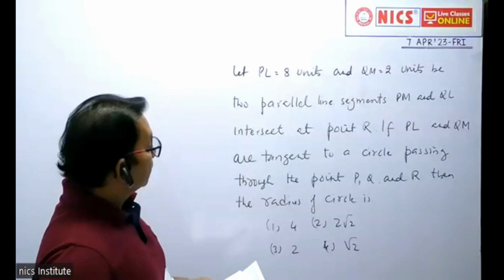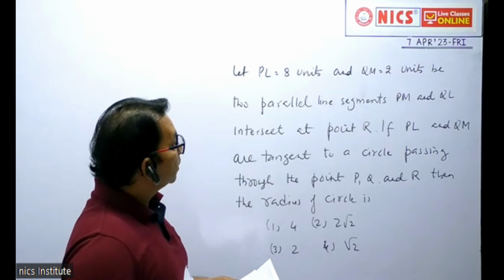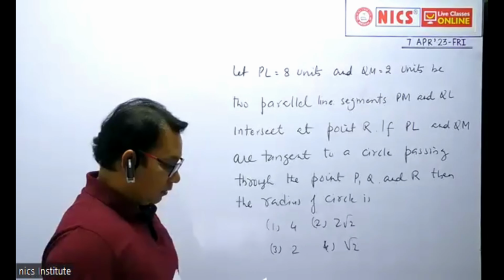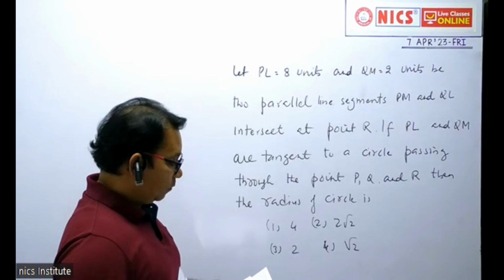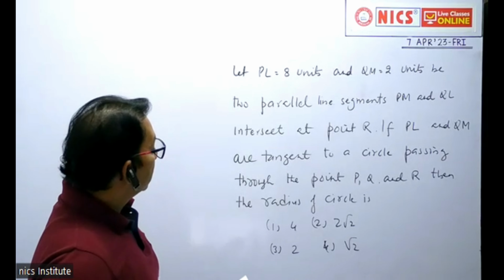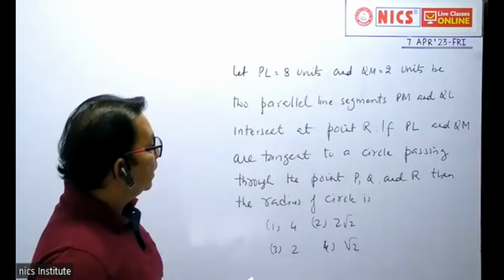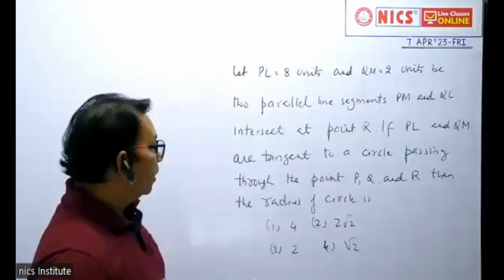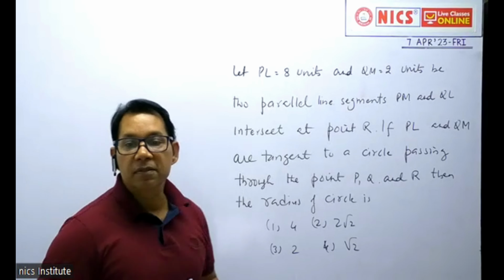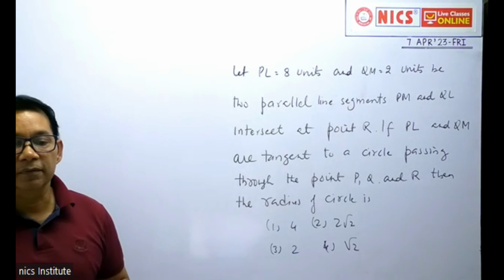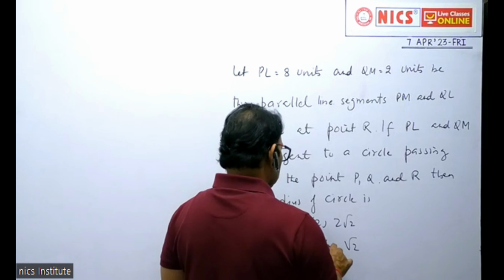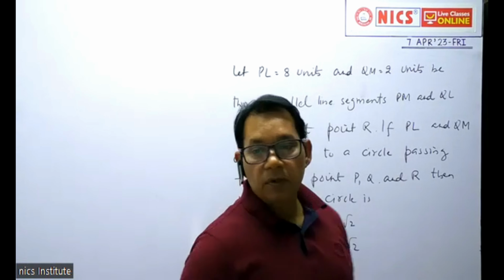PL is 8 units, QM is 2 units, the two parallel line segments. The line segments PM and QL intersect at R. If PL and QM are tangent to a circle passing through the points P, Q, and R, then the radius of the circle is? This is the question. Read the question carefully in the diagram.